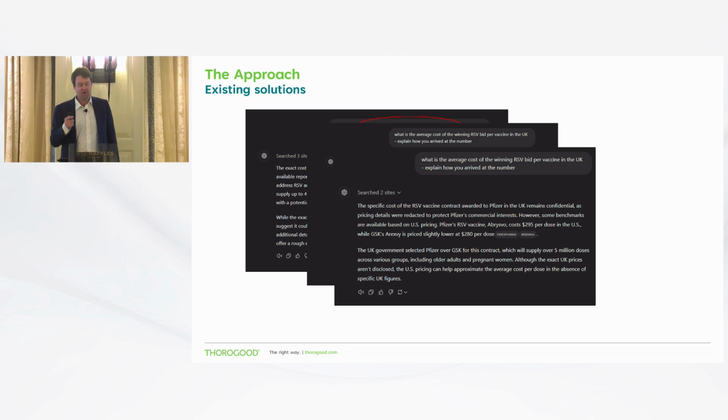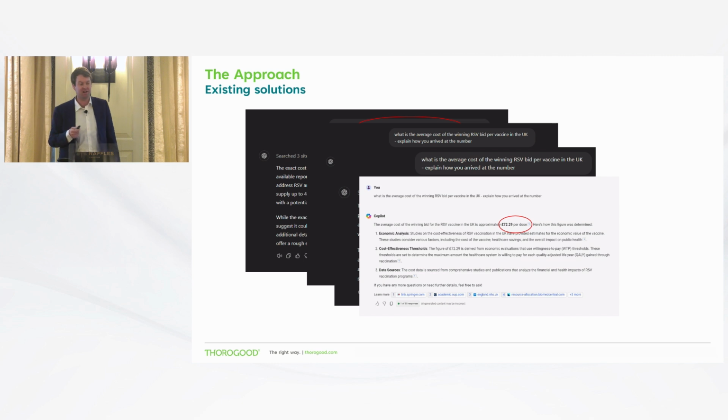So what we thought we would do for completeness is just try doing the same question in Copilot. Copilot's very confidently told us it's £72.29 per dose. Unfortunately, that's also incorrect. It's based on some NHS calculations for the healthy life expectancy for those getting the dose. So it's done a calculation, but it's completely wrong. So clearly we needed to try a different approach.